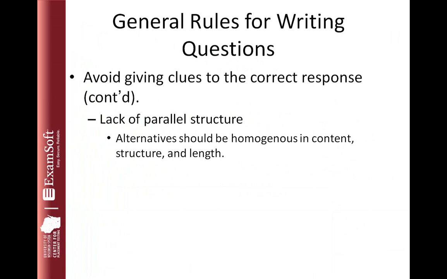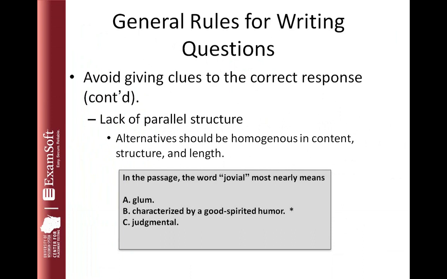Creating items that lack parallel structure in the alternatives is also a way of giving away the correct answer. We want our alternatives to be as homogeneous as possible in terms of content, structure, and length, which is usually the culprit here. So in the passage, the word jovial most nearly means: glum, characterized by a good-spirited humor, and judgmental. Option B is much longer than options A and C, and this is especially problematic because that's the correct answer. So it sticks out and it draws people towards it.